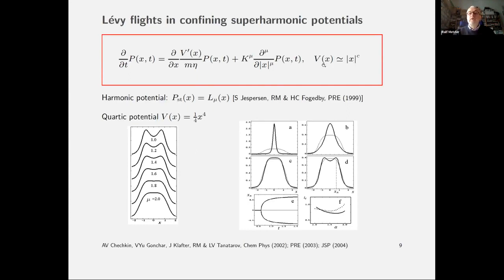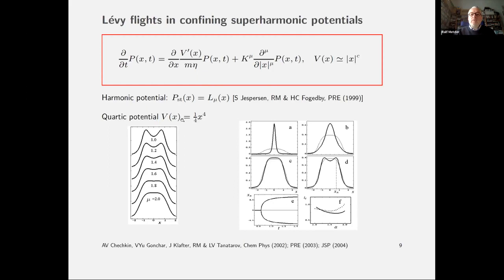And again, I want to consider these potentials. When the potential is harmonic, you get a stationary state, but the stationary state has the same Levy stable index as the driving process. This is connected, of course, to Levy stable noise driving the motion. And this we showed many, many years ago.